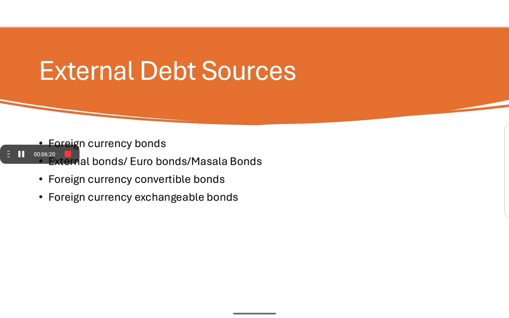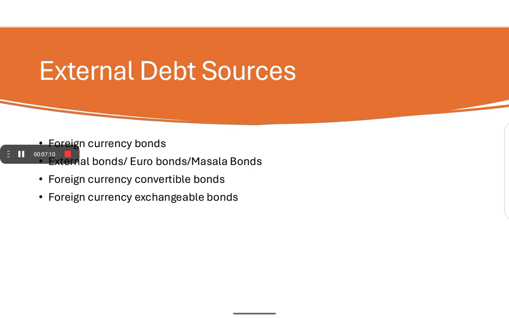External bonds, euro bonds, masala bonds. External bonds are bonds which are issued outside the country in the denomination of that country. For example, if an Indian company is going to the US to take a bond or debenture in dollar terms, that is called an external bond. A euro bond will be a bond which is issued in a foreign country in a domestic currency. For example, an Indian company going to America to take a loan in rupee terms, not in dollar terms, then it will be termed as a euro bond.